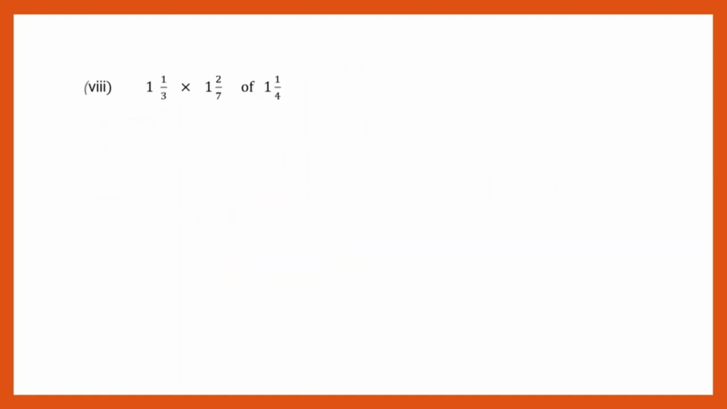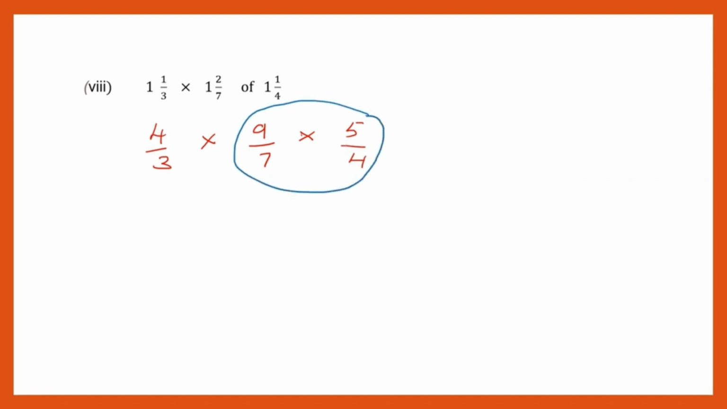Question 8. We have 3 mixed numbers here. Let's convert. 3 ones are 3 plus 1, 4 by 3 into 7 ones are 7, 8, 9, 9 by 7 of is multiplication. 4 ones are 4 plus 1, 5 by 4. So we need to do this operation first, since according to BODMAS we have to do of first.